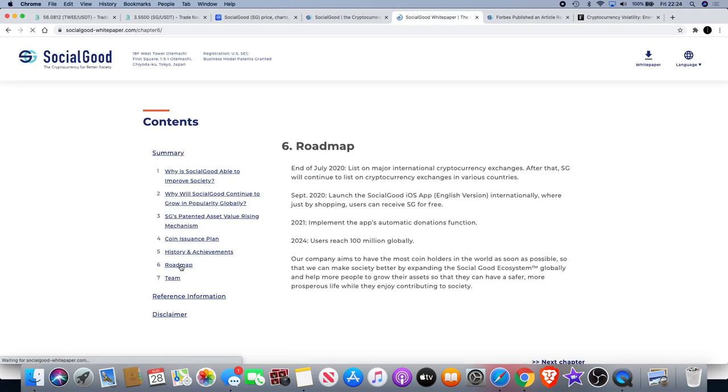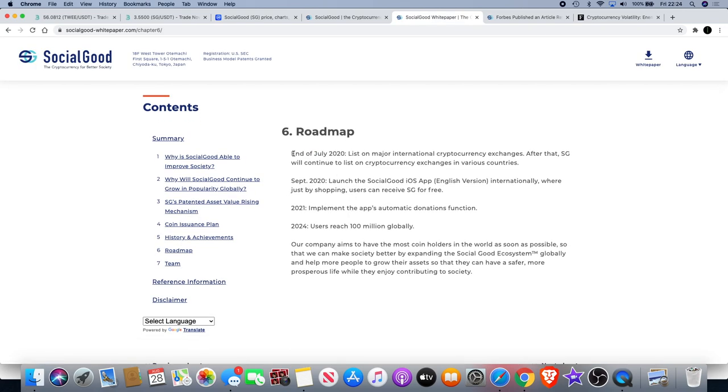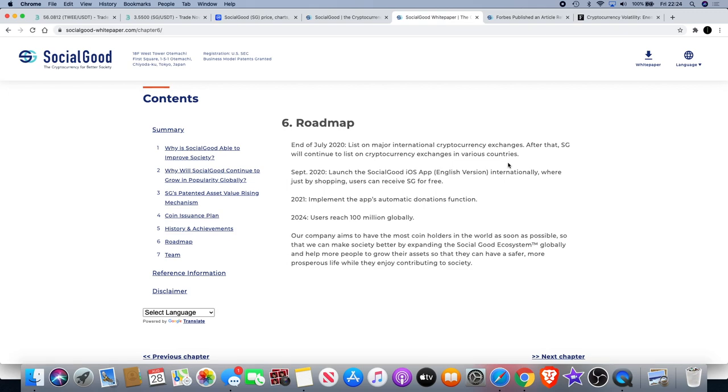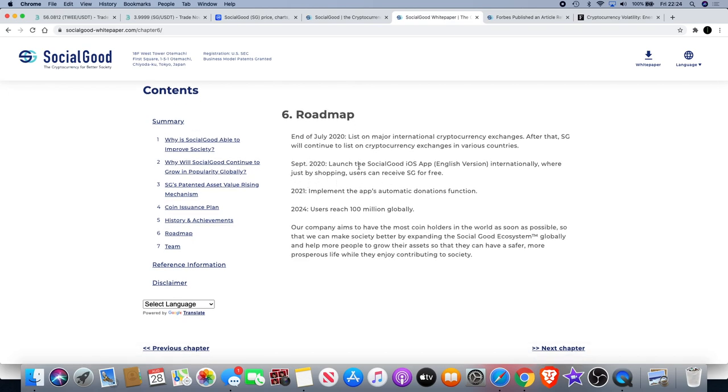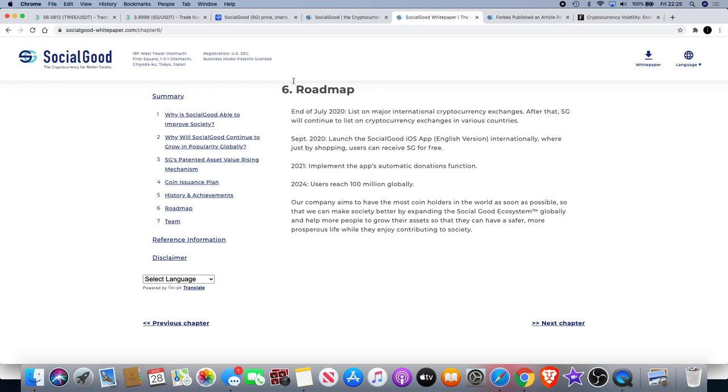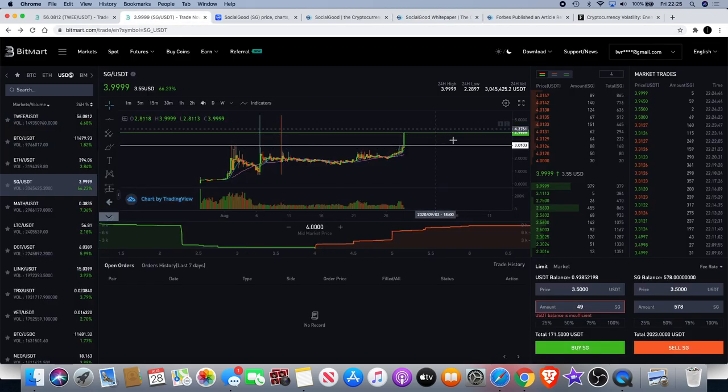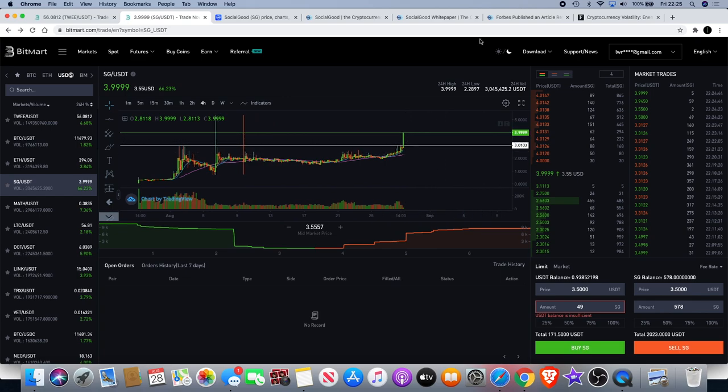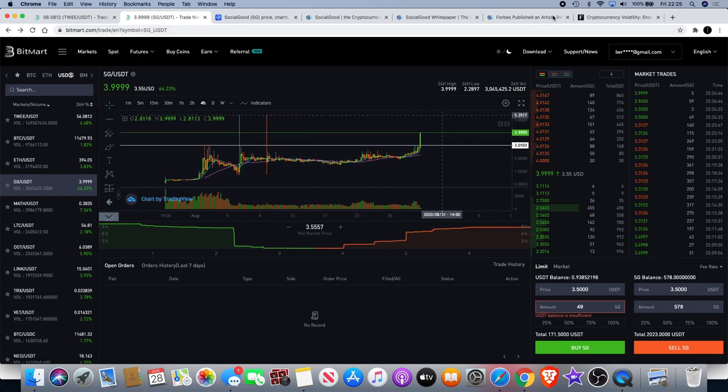Okay, if we have a look at the roadmap, we can see they are on track. End of July, they were due to list on the major international cryptocurrency exchanges. After that, they will continue to list on cryptocurrency exchanges in various countries. So they're already on Bitmart and P2B, or whatever it's called. Now, in September, we have the launch of the Social Good iOS app, which is coming, potentially, if they're on track. Internationally, where just by shopping, users can receive SG for free. So you're an early investor if you're getting in now. If you look at that, it's actually going up in price, and I should be up in a nice little profit already right now.